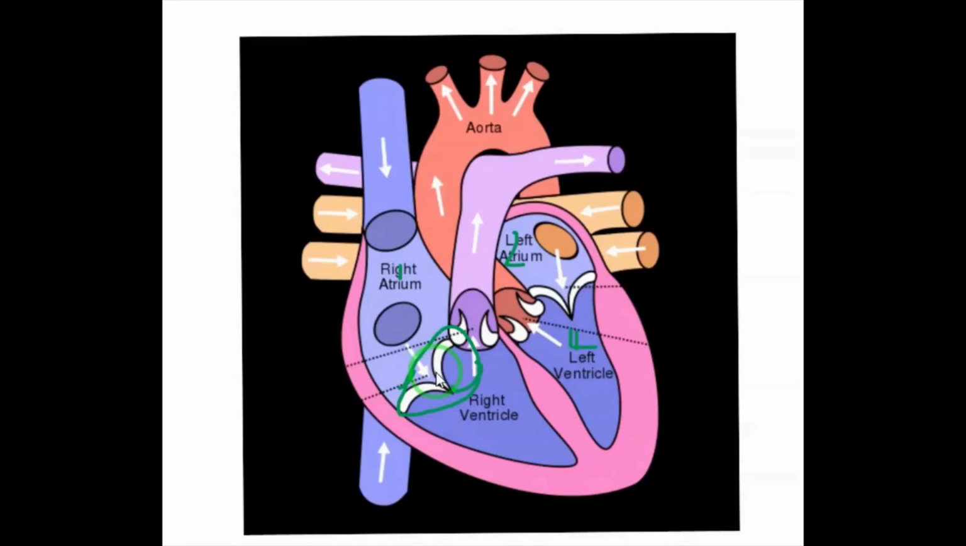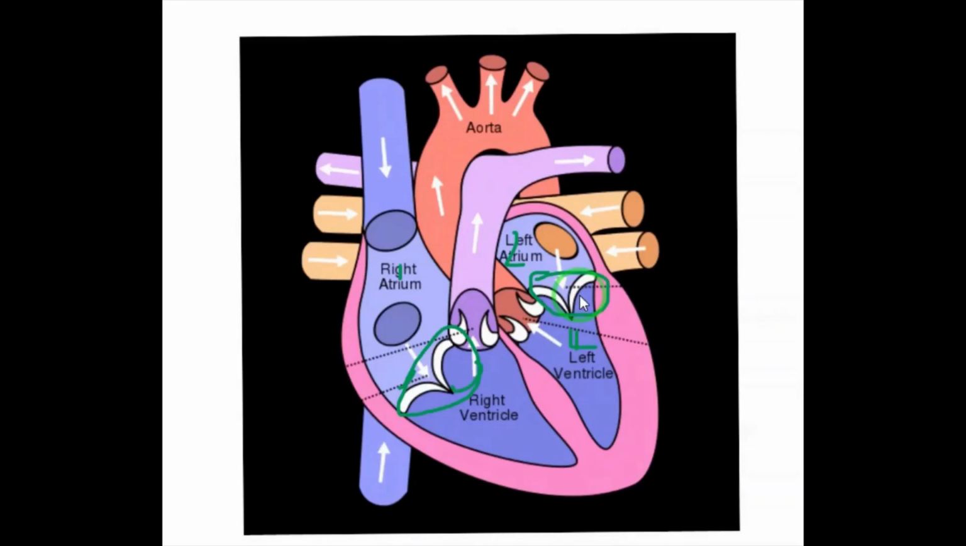The second one, bicuspid or mitral valve. Two names: bicuspid or mitral valve. So this is the bicuspid or mitral valve. Where is it located? Between the left auricle and left ventricle. Between the left auricle and left ventricle, which valve is located? Bicuspid, another name mitral valve.